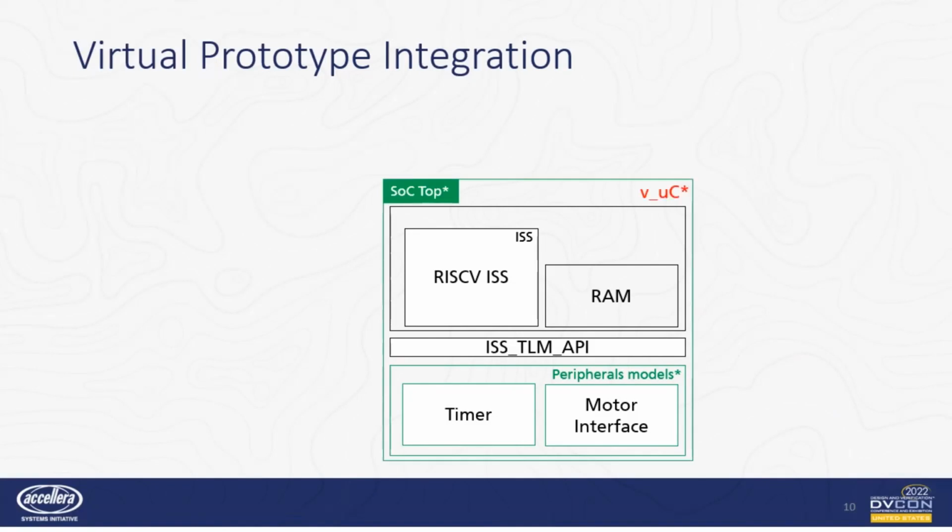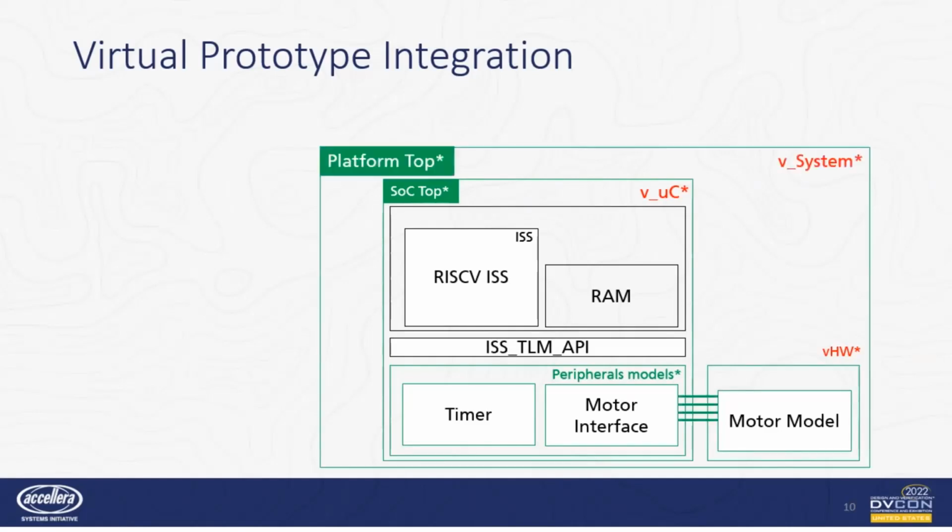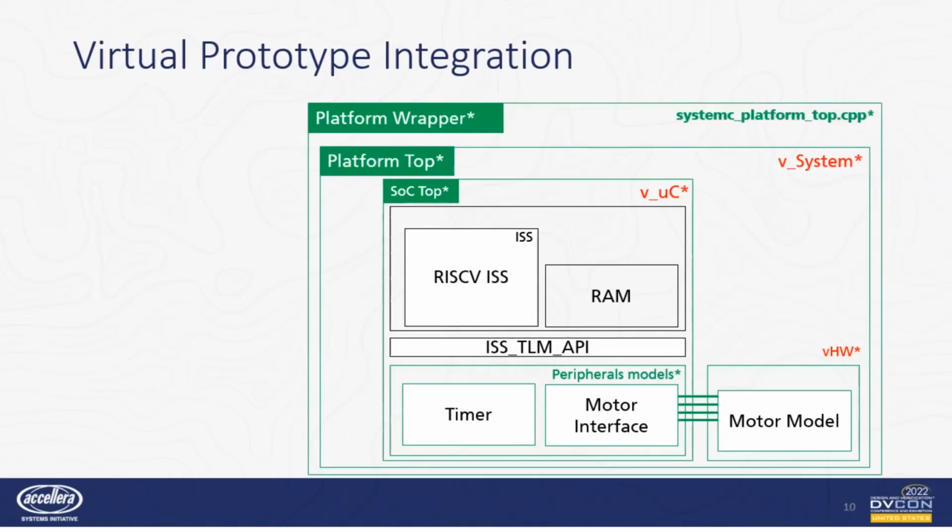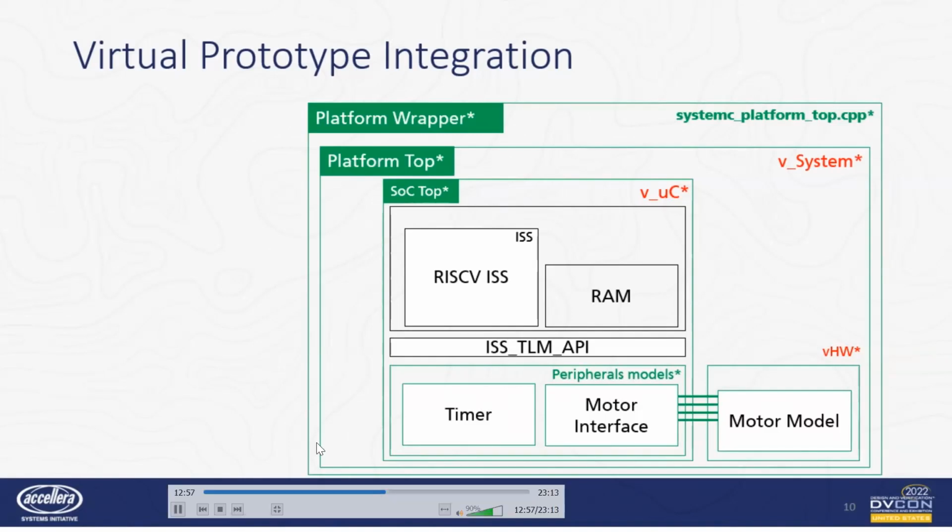Towards completing the system hardware, some external model components are added, such as the permanent magnet synchronous motor model. This hierarchy level is the virtual system. And finally, one level above is the wrapper, which instantiates and calls the previous blocks. Also, it is in charge of configuring and controlling all the simulation parameters like start, stop, duration, and linking or loading the application executable.